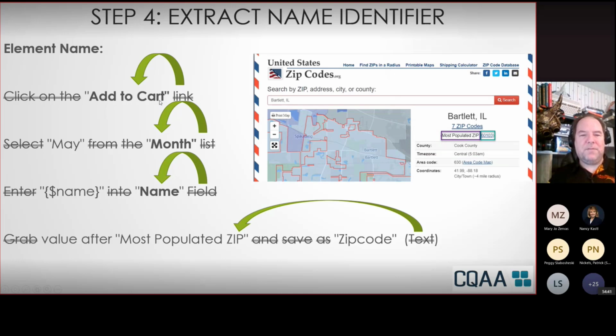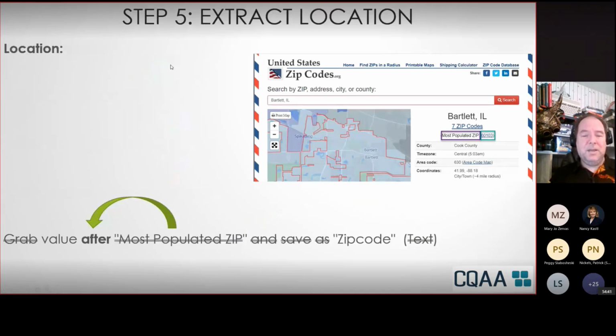Next, we extract our name identifier, which is the link, the list, add to cart link, or our month list, and then create our element out of that. And as I said, we would have to assume that this is a text field, because we're grabbing a value like the most populated zip and pulling it off of our screen.